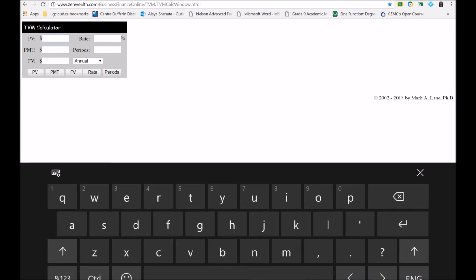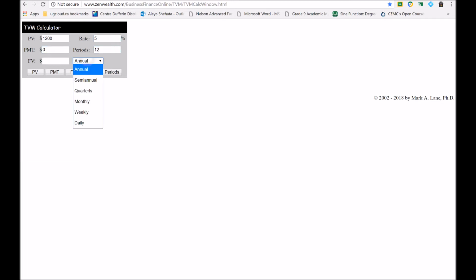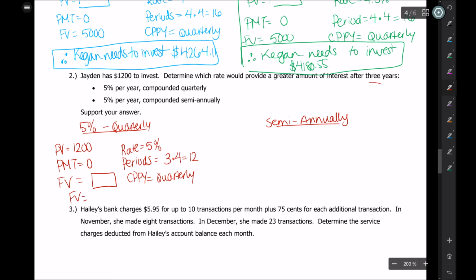So our present value is $1,200. The rate is 5%, PMT is 0. The number of periods we said was 12, and this is done quarterly. And we want to find our future value. So our future value is $1,392.21. So we can say our future value is, just like we said, $1,392.21.